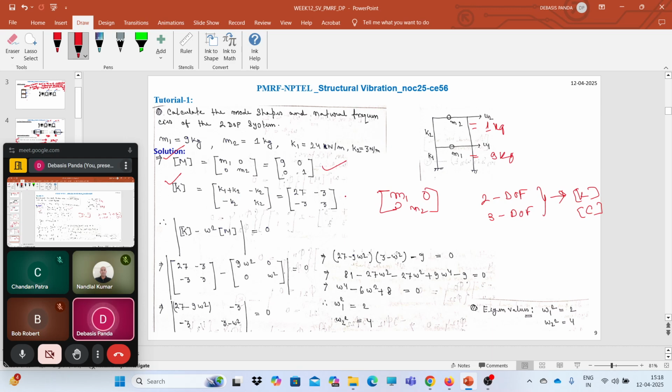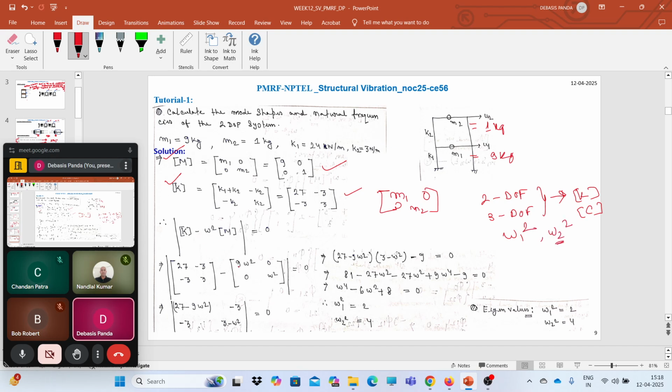So now we have these two matrices. Now what we need to do, you need to solve the characteristic equation, the determinant of this, and find out the roots of the equation. That means you will find out what will be the value of omega 1 square, what will be the value of omega 2 square.